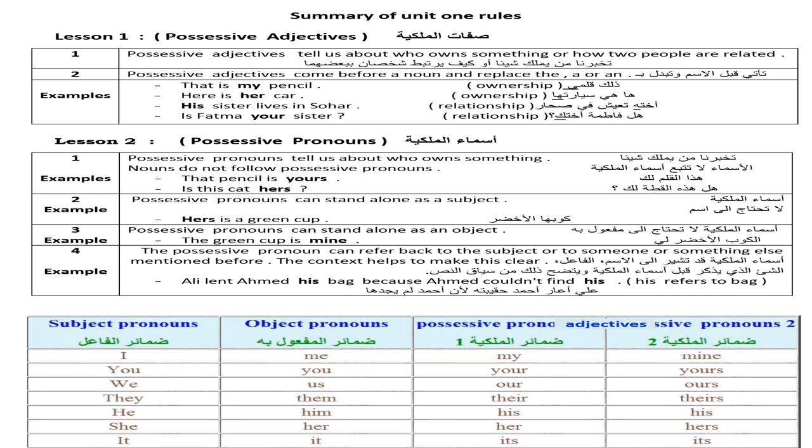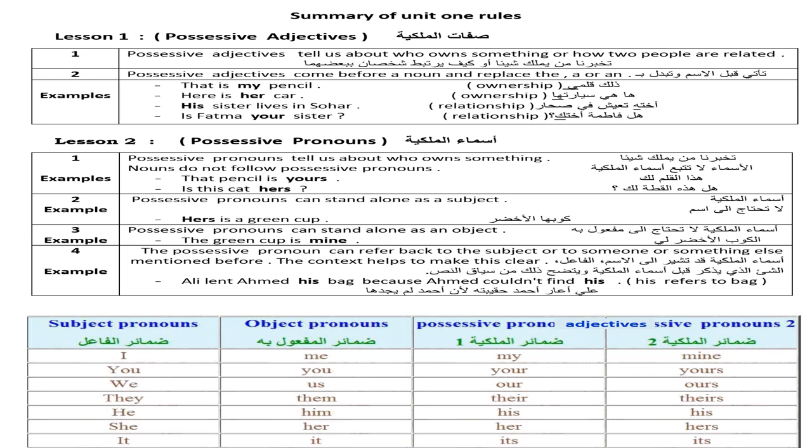Number two, possessive adjectives come before a noun and replace the, a, or an. Examples: that is my pencil. Here is her car. His sister lives in Sohar. Is Fatma your sister?